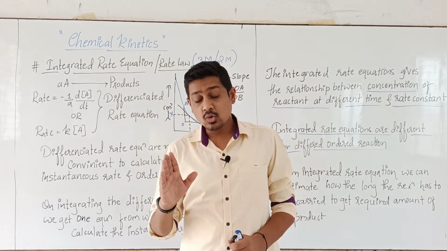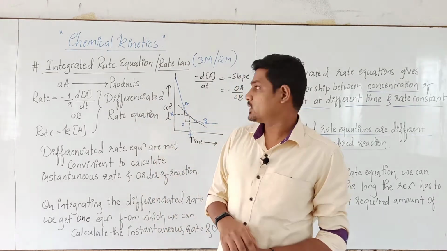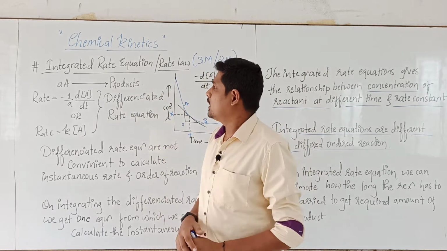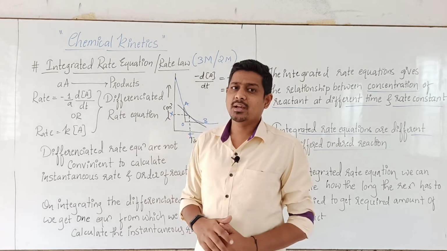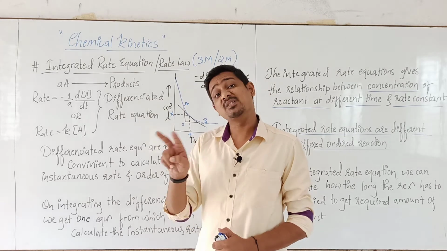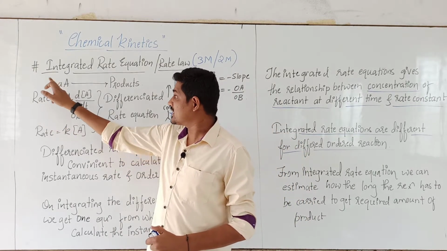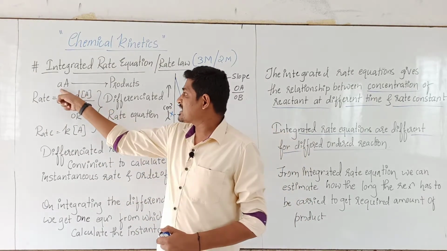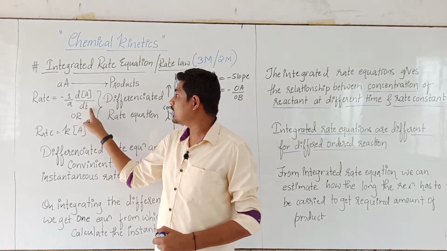You already know that the rate of a reaction, for example, here I have considered a general reaction wherein a moles of A give us a product. Now the rate of this reaction can be expressed in two different ways. First, the rate is expressed in terms of the decrease in the concentration of A in a certain interval of time.